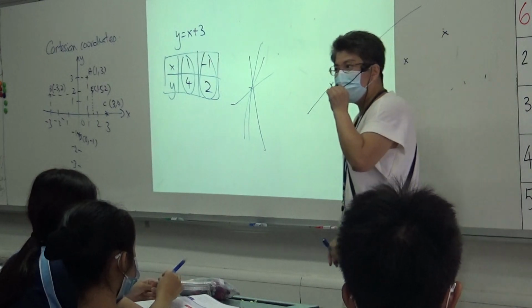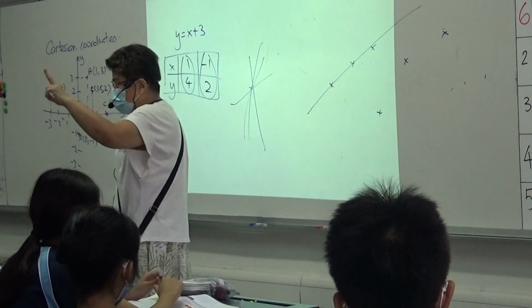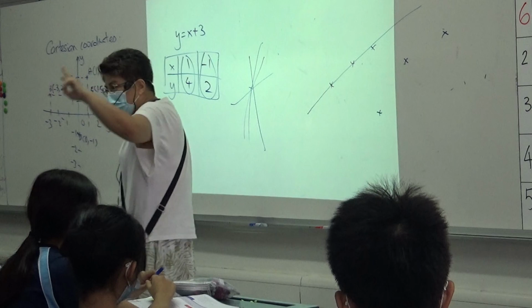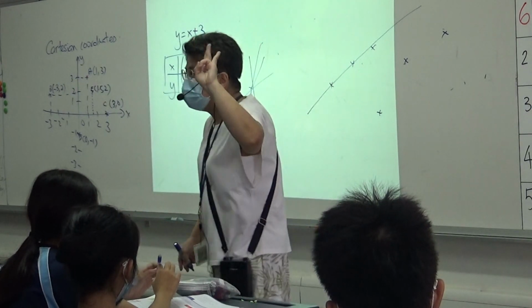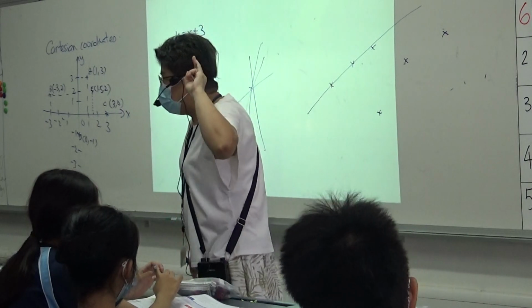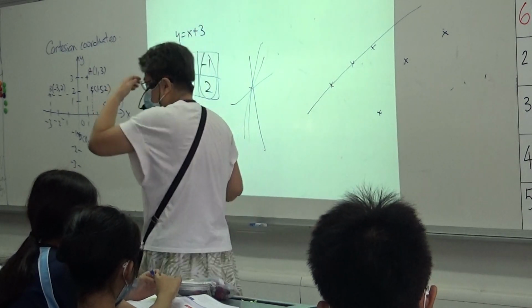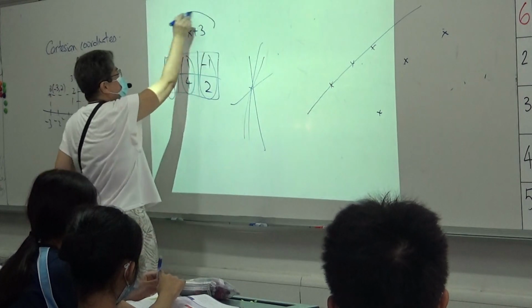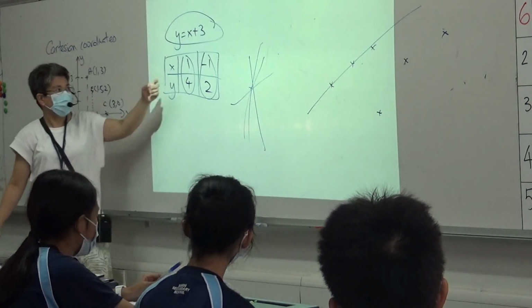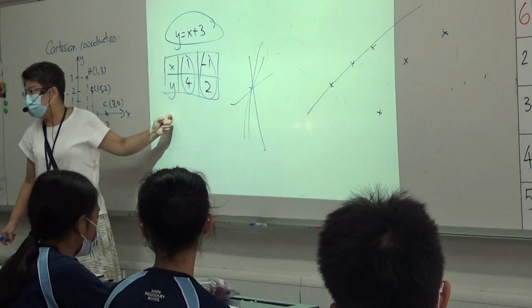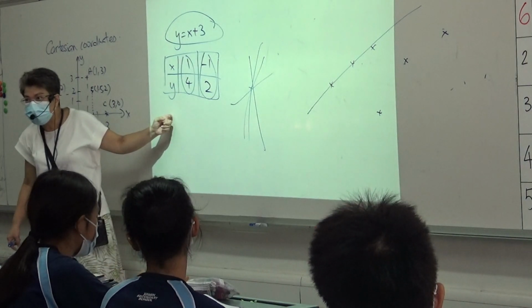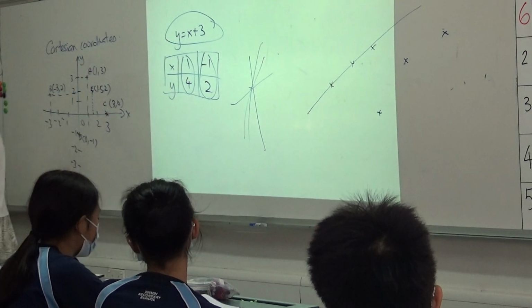So, for a straight line, at least 2 points, if you are very confident. If you are not confident, then how many points? 3. What's the third point used for? Checking. Everybody clear with what I'm saying? So, what is the moral of the story? When you are given the function, you are given x, you must be able to find out the outcome, the y. Everybody clear? Okay.